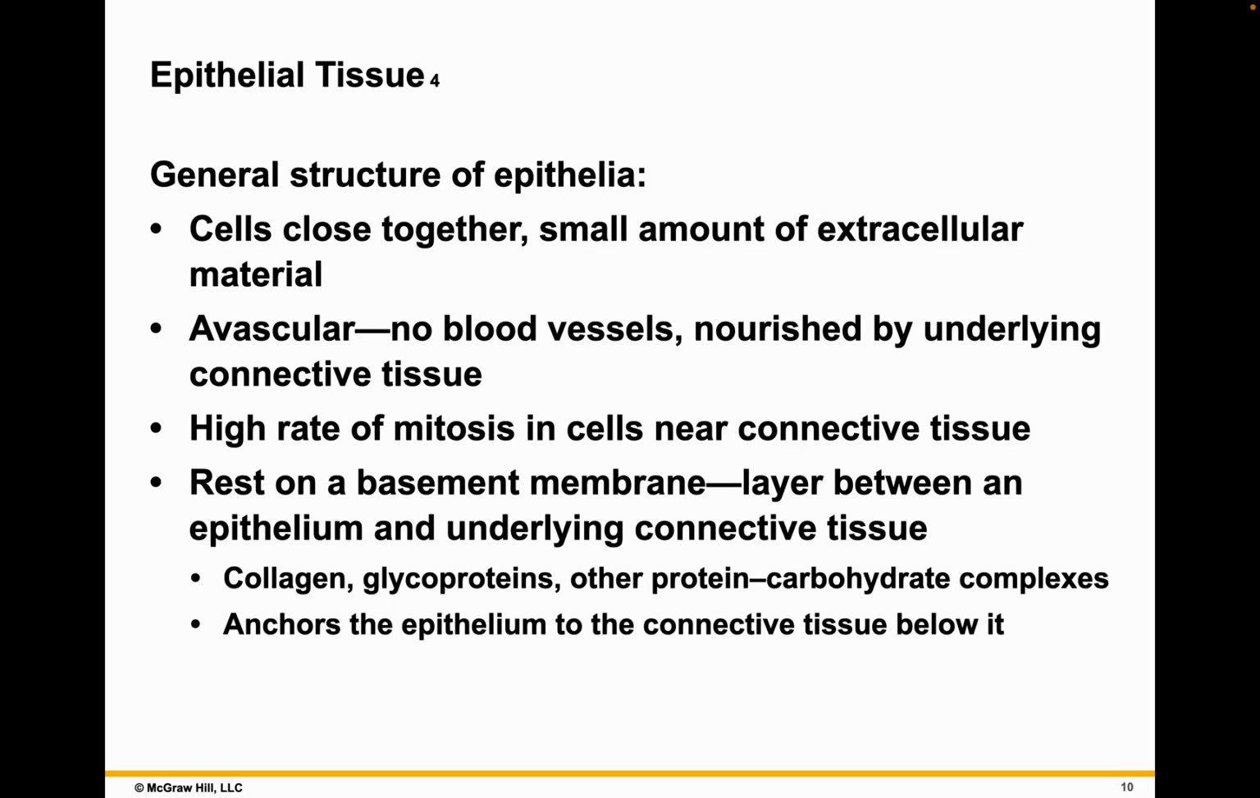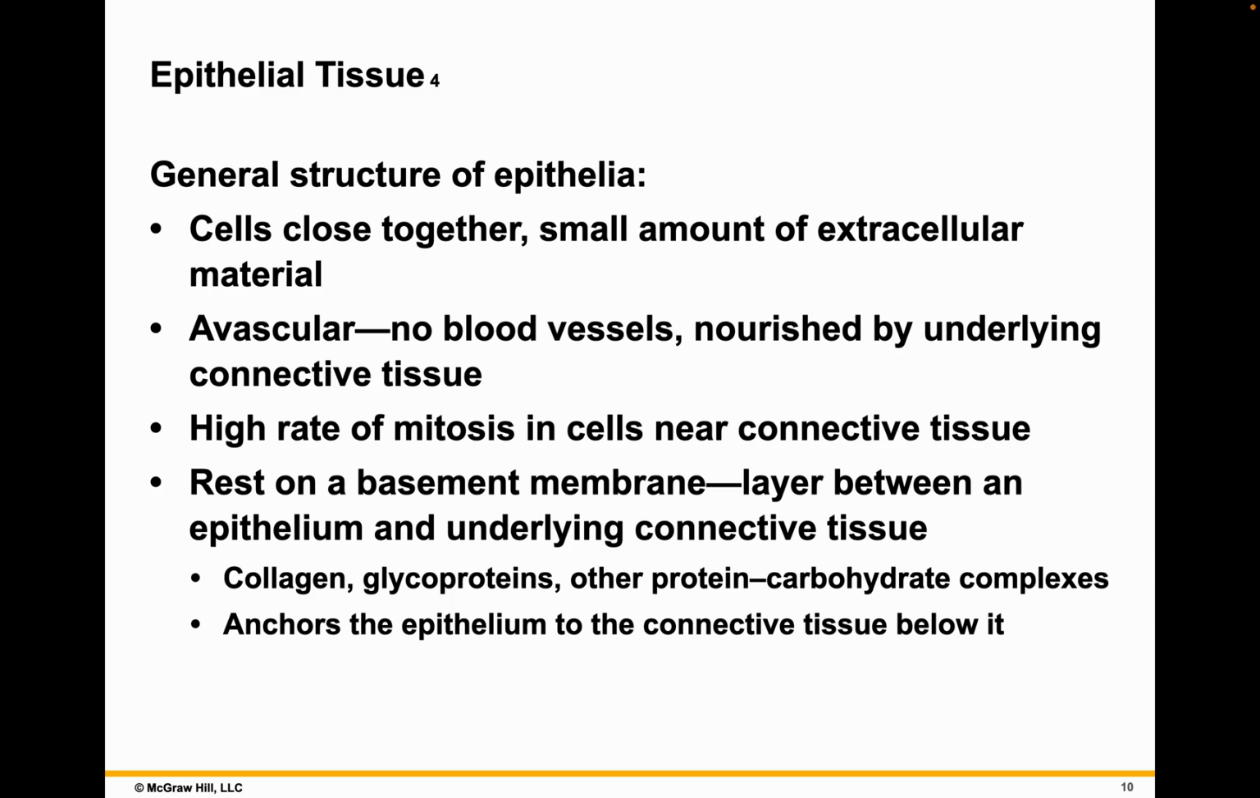The general structure of epithelia is that cells are close together. There's very little extracellular material. Again, they are avascular. They have no blood vessels. They are nourished by the underlying connective tissue. They have a high rate of mitosis near the connective tissue layer that is supplying the nutrients. They rest on a basement membrane, which is a layer between the epithelium and the underlying connective tissue. That's made of things like collagen, glycoproteins, protein-carbohydrate complexes, and it helps to anchor the epithelium to the connective tissue just below it.